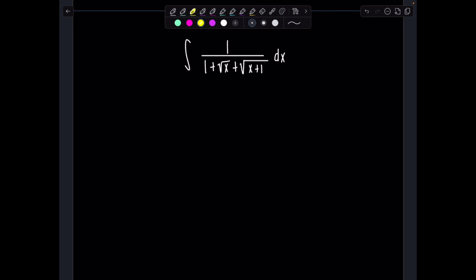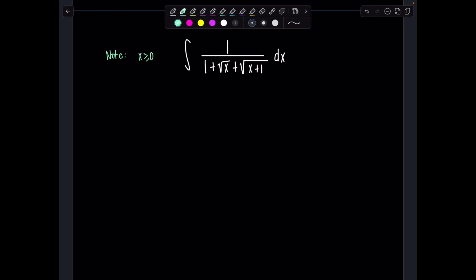So we have here the indefinite integral of 1 over 1 plus the square root of x plus the square root of x plus 1. And it's worth noting that the domain of the integrand is x has to be greater than or equal to 0. That'll help us with some simplification at the end.